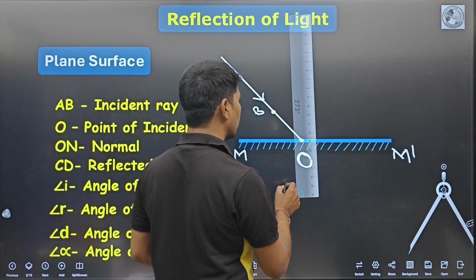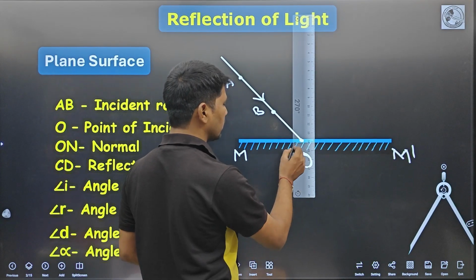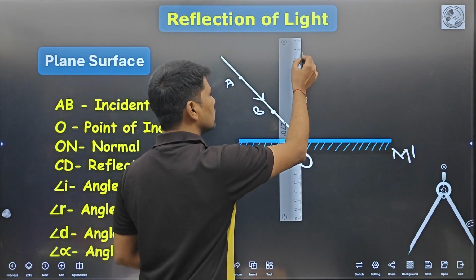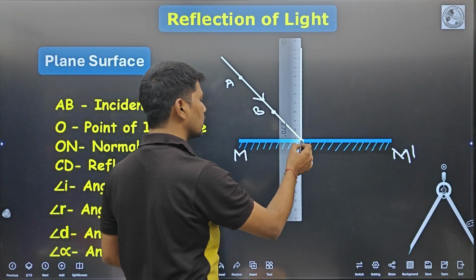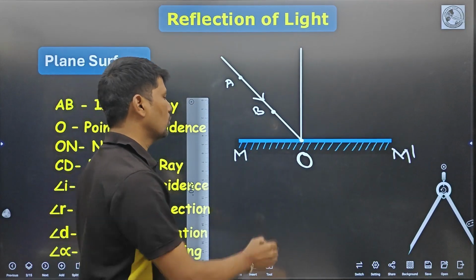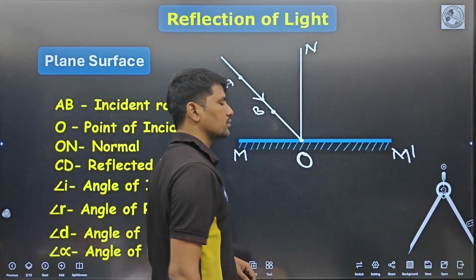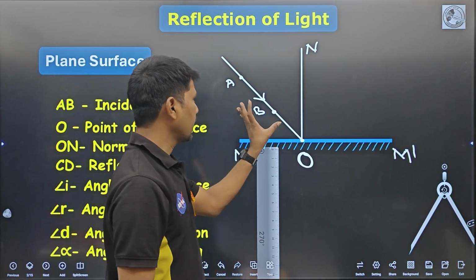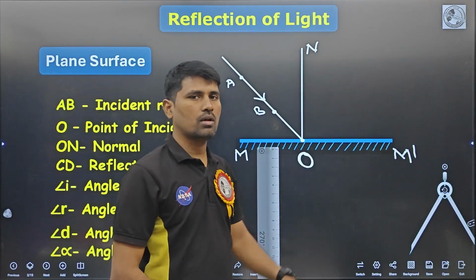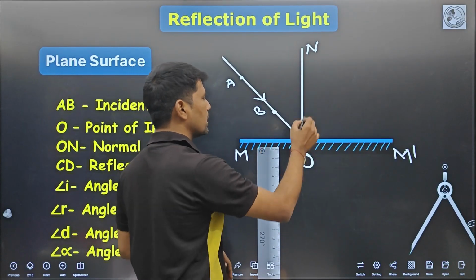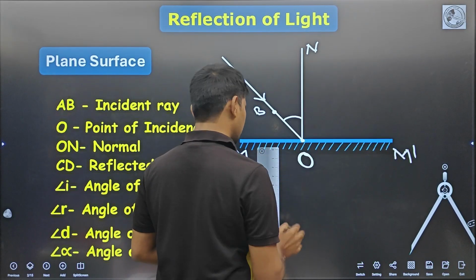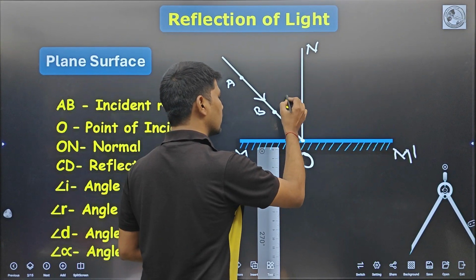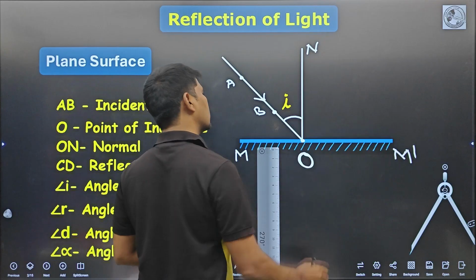At the point O we have to draw the normal. So I am drawing here the normal at the point of incidence. See, exactly, this is the normal. ON is the normal. The angle between the incident ray and the normal is called the angle of incidence. That is shown with a letter small i.